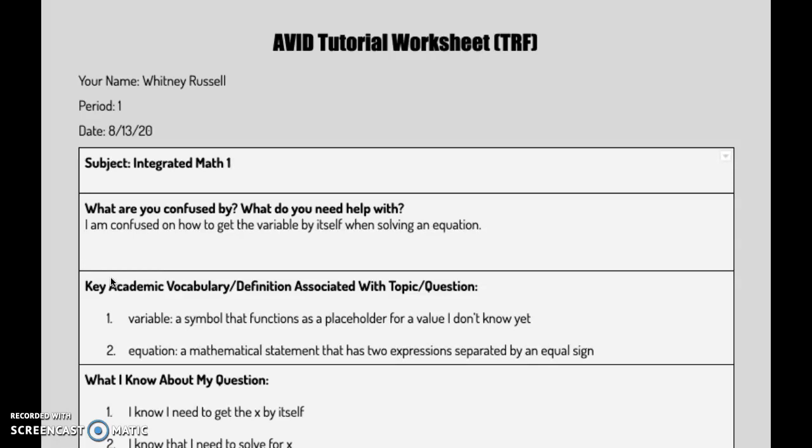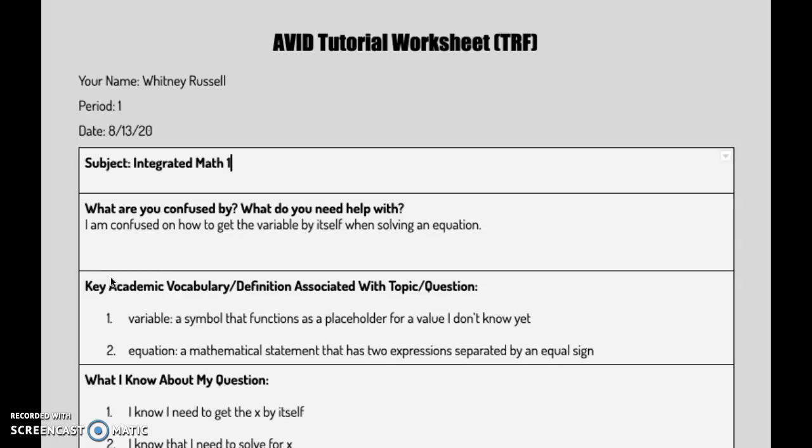Then your tutor is going to write down, they're going to keep track of who in the group filled out their tutorial worksheet before the tutorial started. Now remember, you need to have this filled out before the tutorial starts, otherwise I'm not going to know which group to put you into, okay? So once again, have this filled out before the tutorial starts.